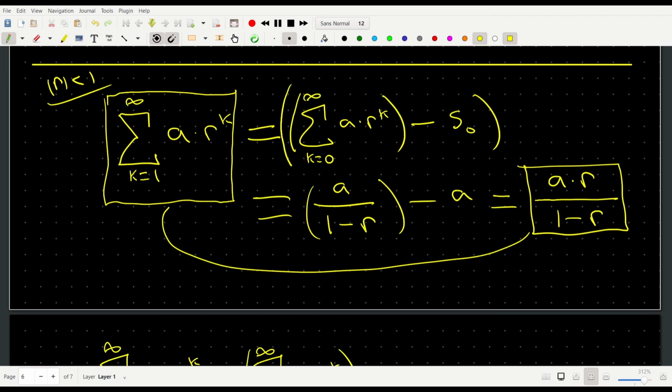You always want to take this into consideration, and in the homework there'll be a number of different examples which don't necessarily start from 0. So you're going to have to use this method to solve for what the result is.